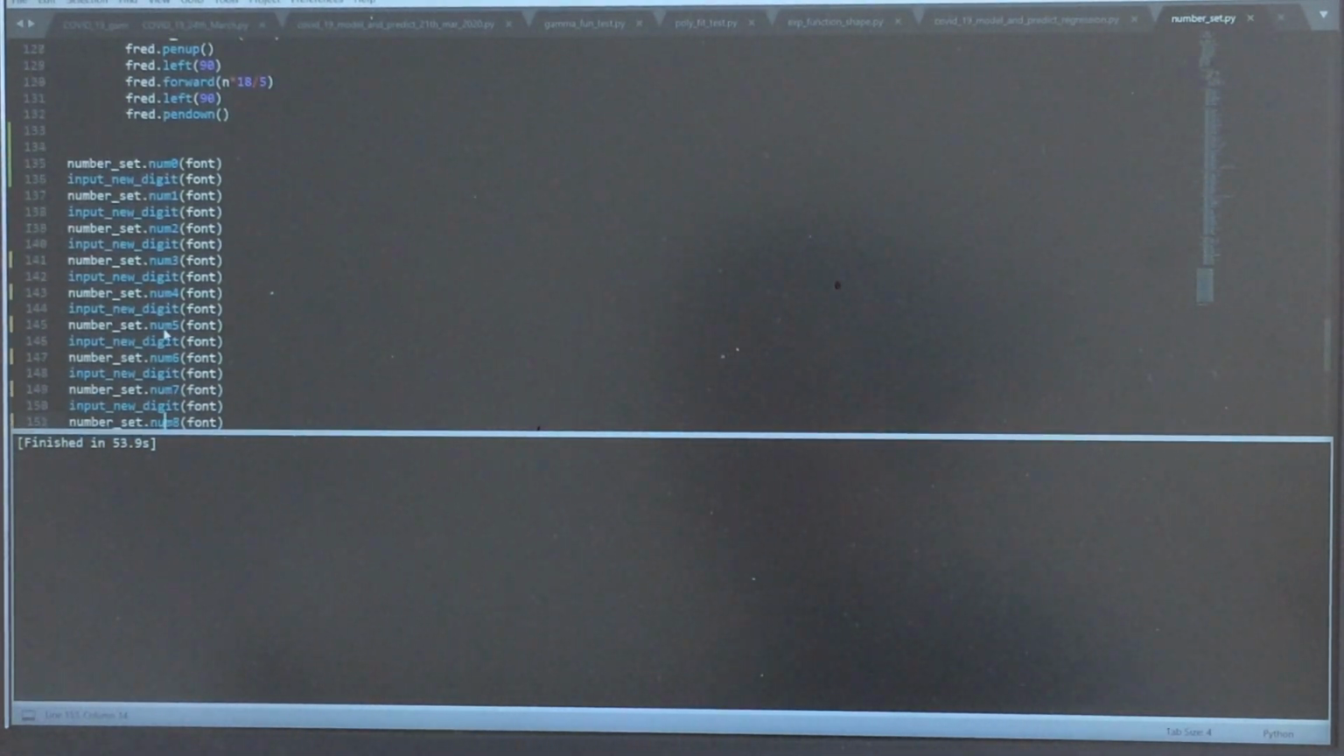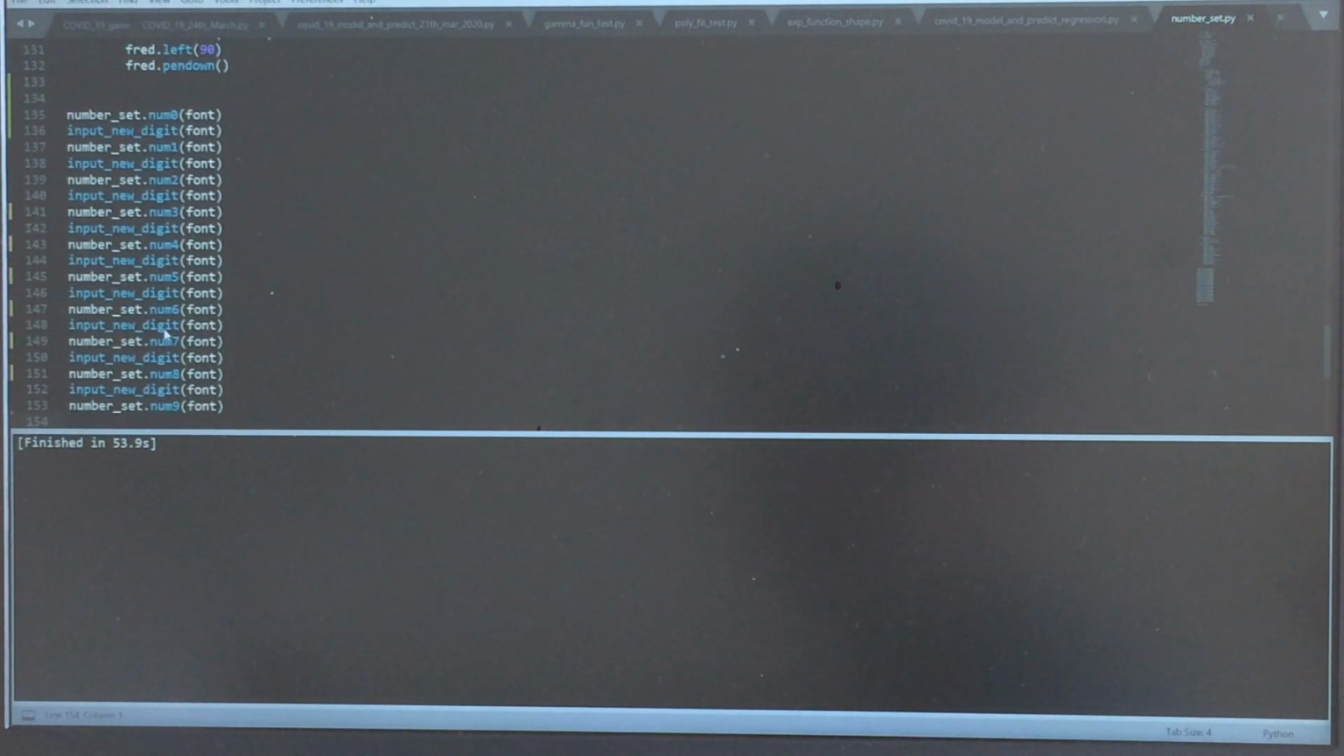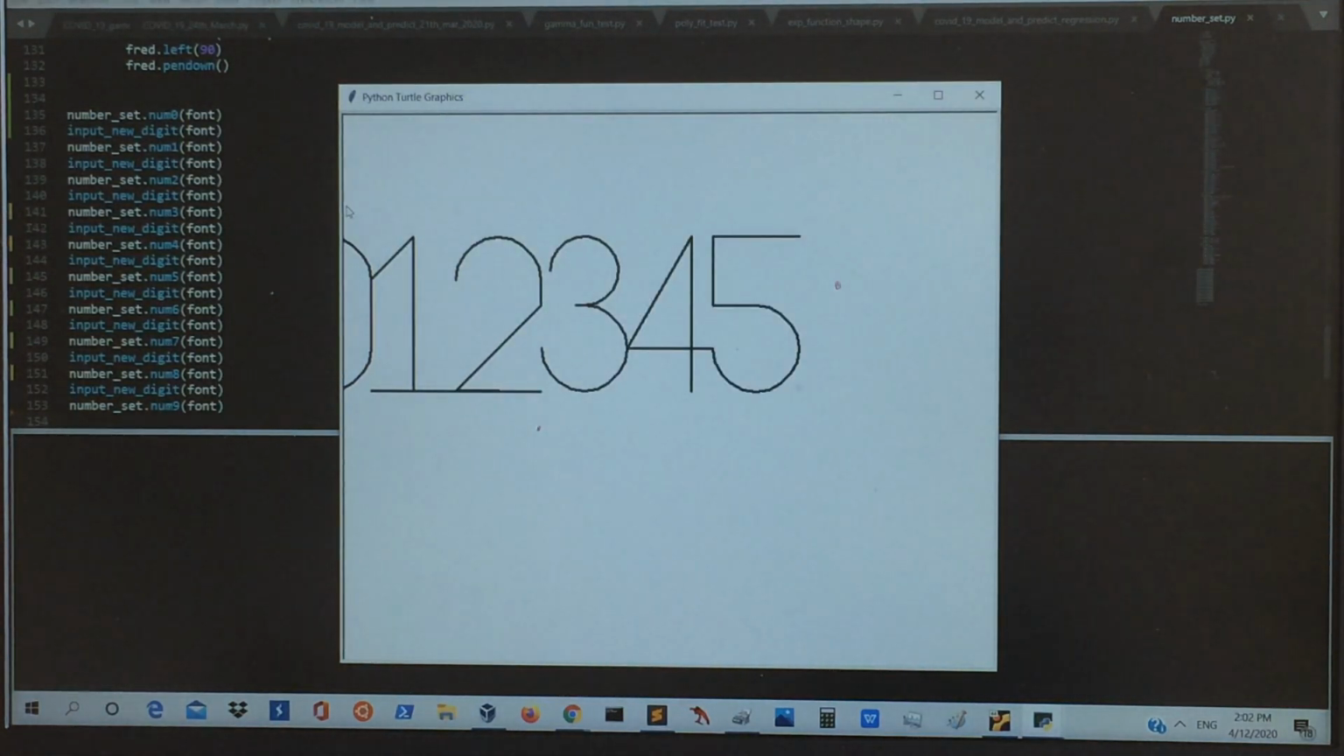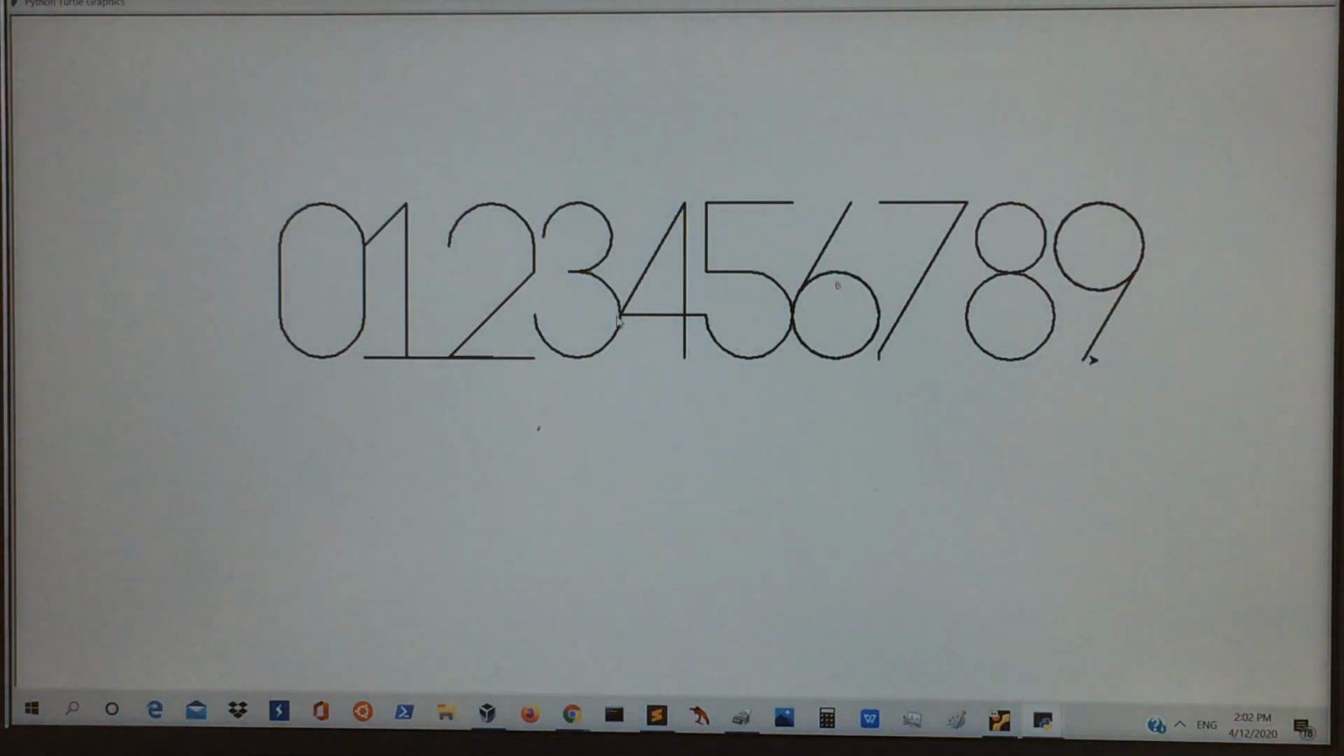That's the last number of this number set. And this is number 0, 1, 2, 3, 4, 5, 6, 7, 8, 9. You can see here.